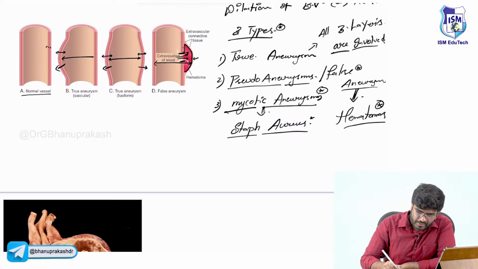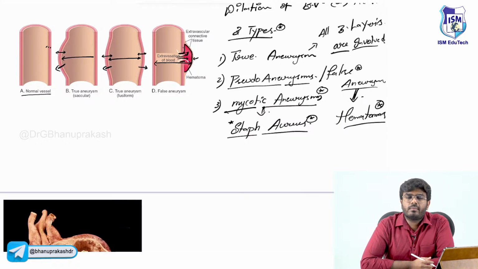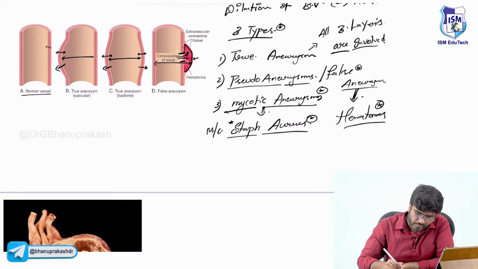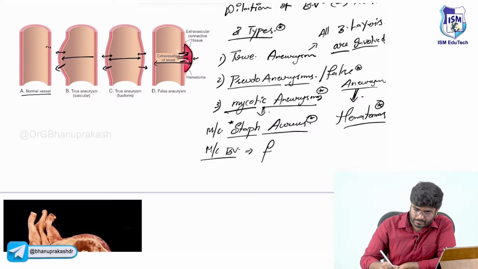Okay, so when you are having infection to the blood vessels, that even causes aneurysms. So dilation of blood vessels seen in infections is called mycotic aneurysm. Mycotic aneurysms are most commonly because of which organism? Most commonly because of Staph aureus. And what is the most common blood vessel that is involved? The most common blood vessel associated with mycotic aneurysms is the femoral artery. Associated is the femoral artery, sir, important.